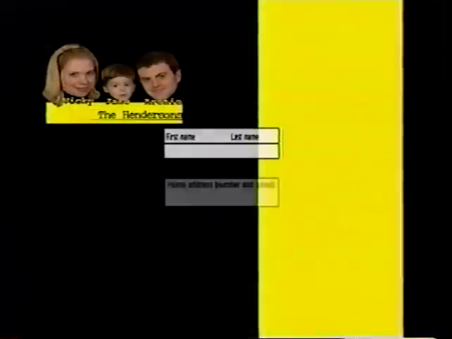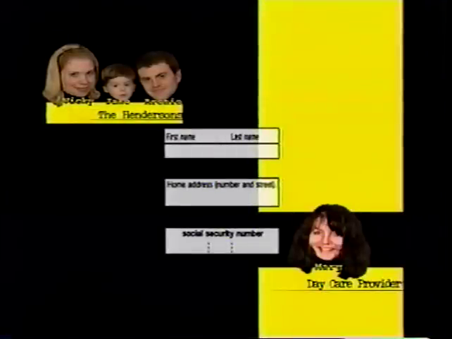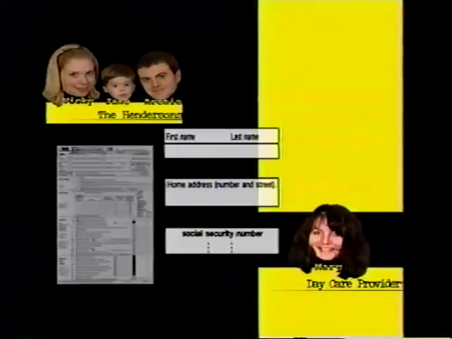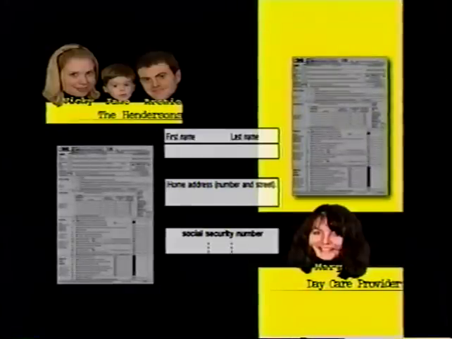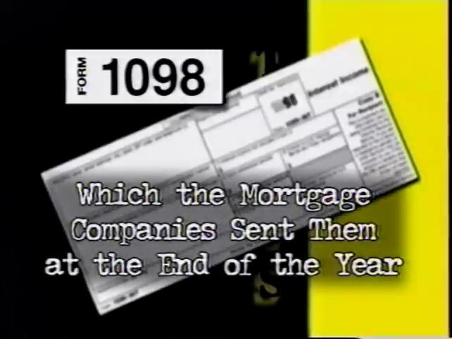They'll need the name, address, and social security number of their daycare provider. That's because daycare is no longer the underground industry it once was, and the IRS wants to make sure it stays above ground. So the IRS will compare the info from the Hendersons' return with the income reported on the daycare provider's return. They'll need Vicky's business records, records of their moving expenses, and records of any significant medical expenses incurred, plus Form 1098, which the mortgage company sent them at the end of the year.